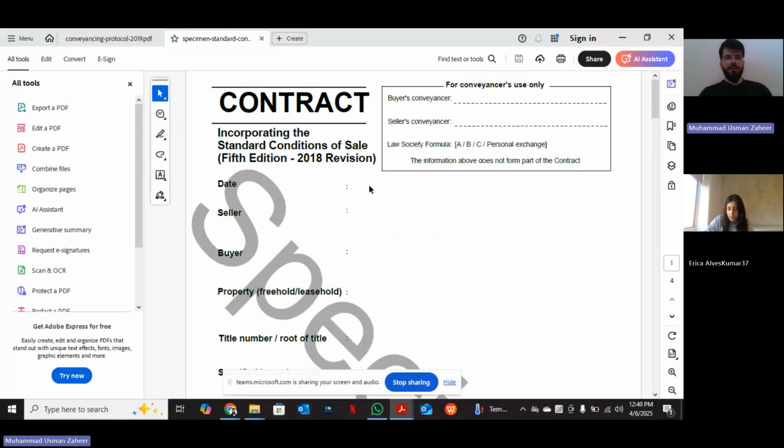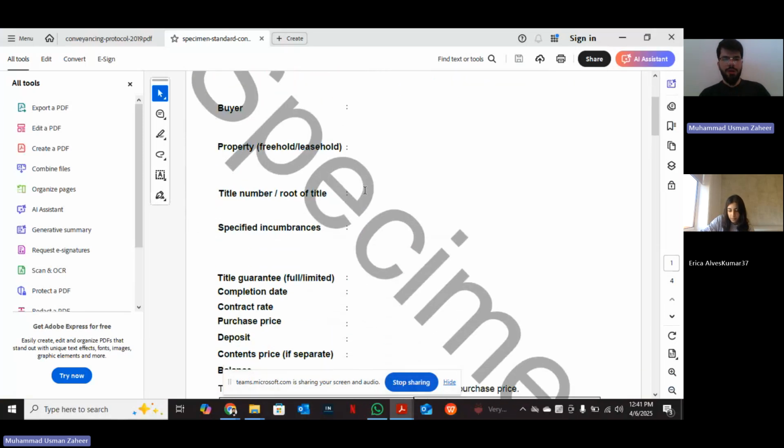So the date of the contract is when the exchange happens. The date of the contract can be 10th of April 2025, and the date of completion of this transaction can be the 20th of April. And the agreement date is the contract exchange date. So you'd write here the exchange date of the contract.